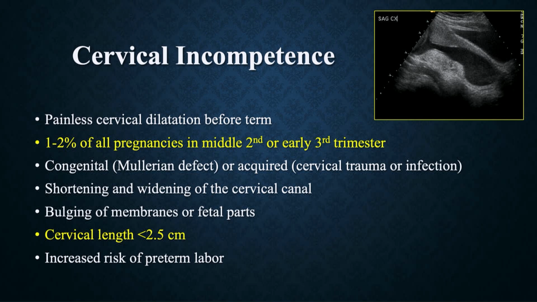Again, we're looking for shortening and widening of the cervical canal, filling with fluid, and bulging of the membranes. The cutoff we use is 2.5 centimeters. If the length of the cervix is less than 2.5, then we say that it is incompetent. And of course, there's an increased risk of preterm labor.